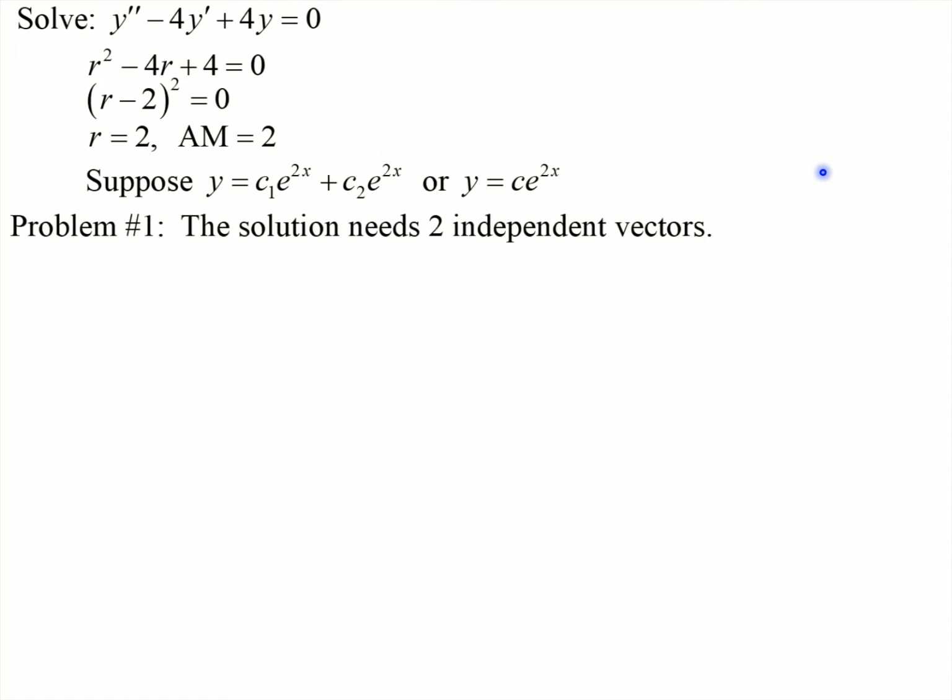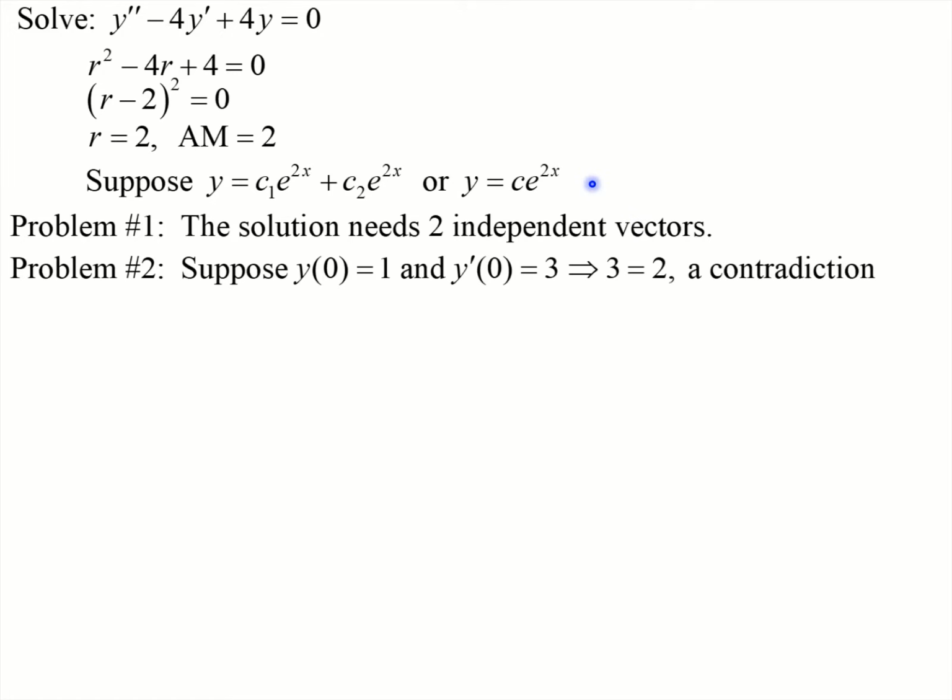Our second problem with this guess, and it was a good guess, is you could be given those initial conditions, y of 0 equals 1 and y prime of 0 equals 3. And when you crank these values into this solution, I'm not going to go through the details, but you get 3 equals 2, which is a contradiction.